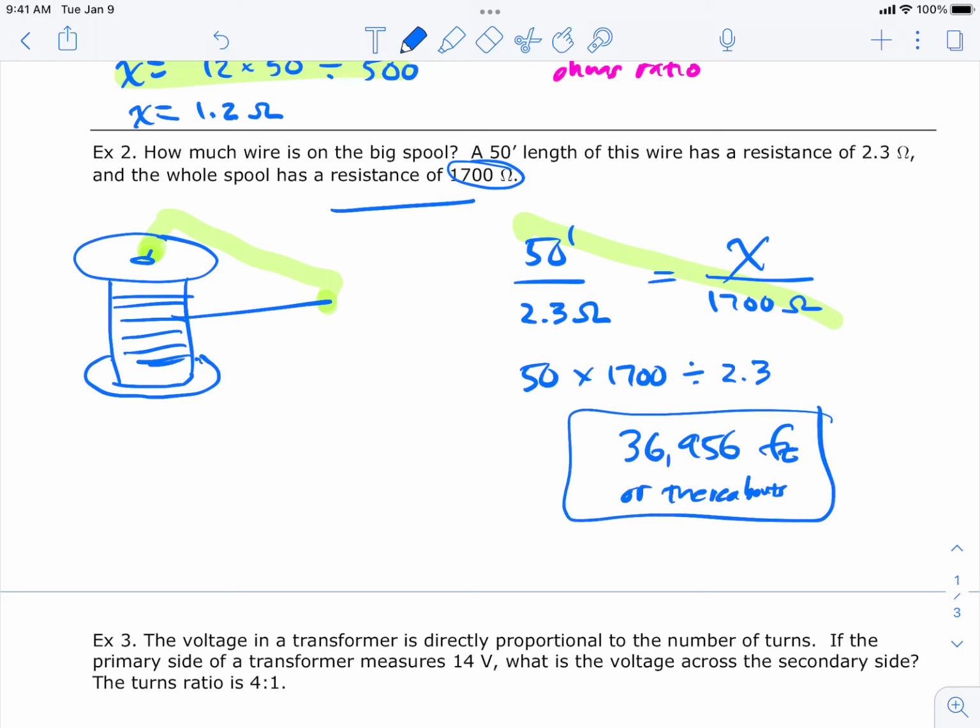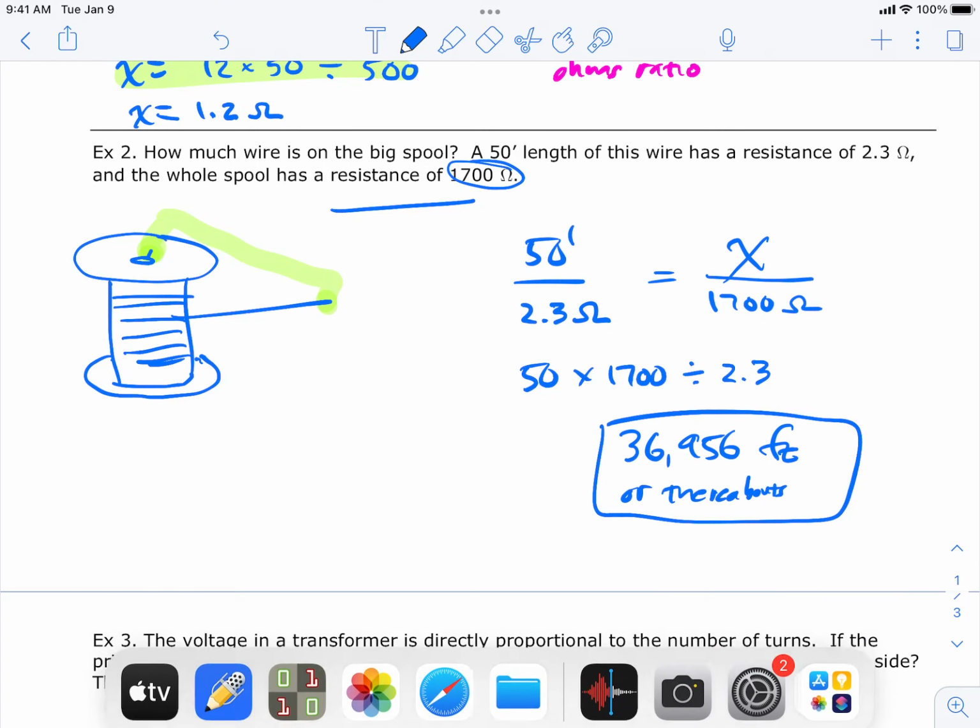I mean, if you wanted to know for sure exactly how many feet, you'd have to make sure you measured your ohms exactly, and the length over here, 50 feet, would have to be exact. I mean, if you want to be exact, you'd have to do it that way. Okay. So that's a nice trick, right? It's the old how much wire is on the spool trick. You might even use that someday.